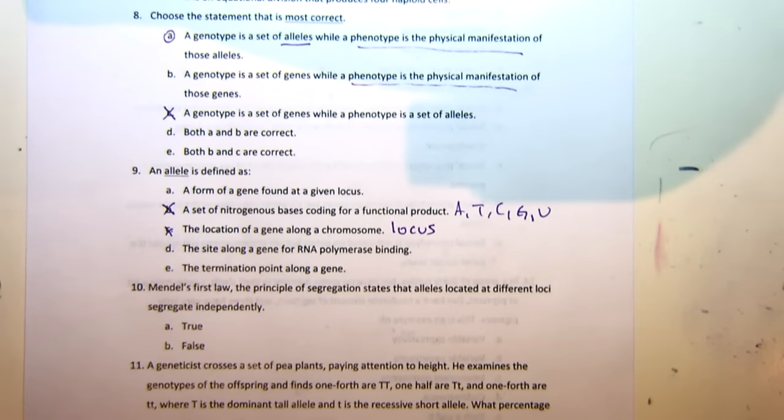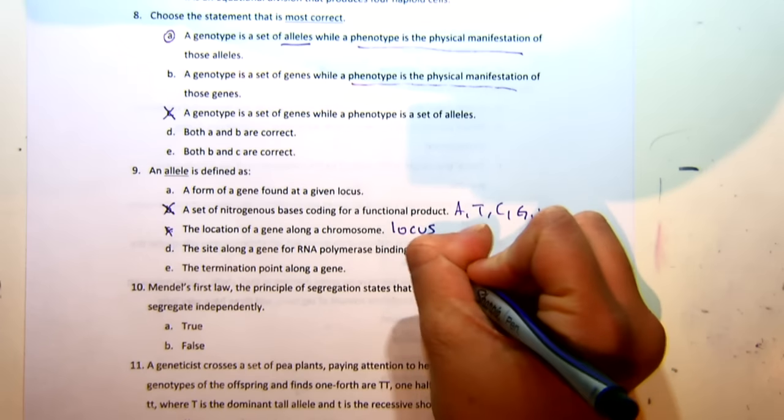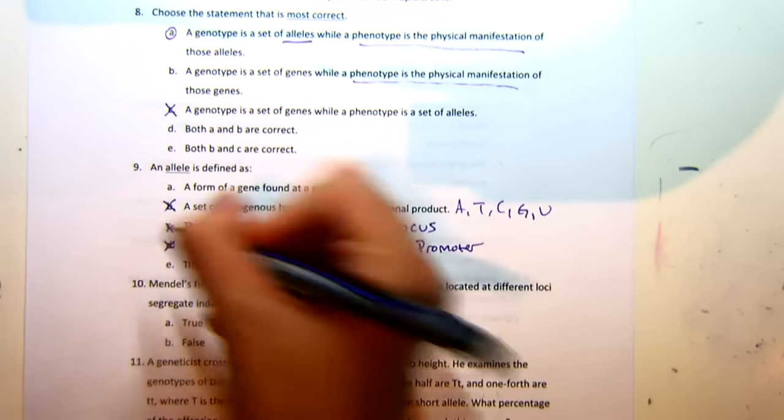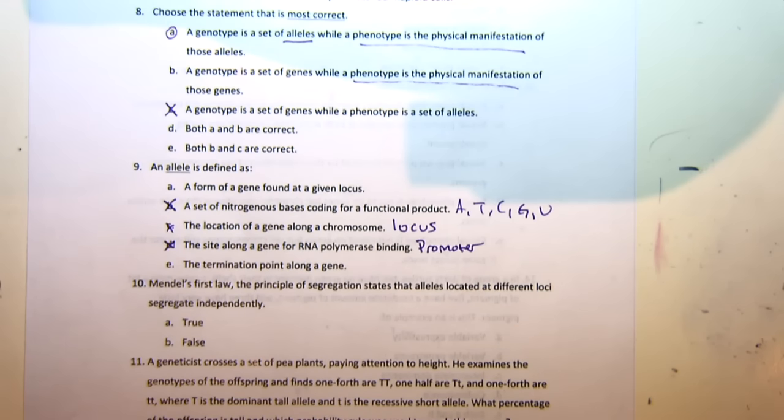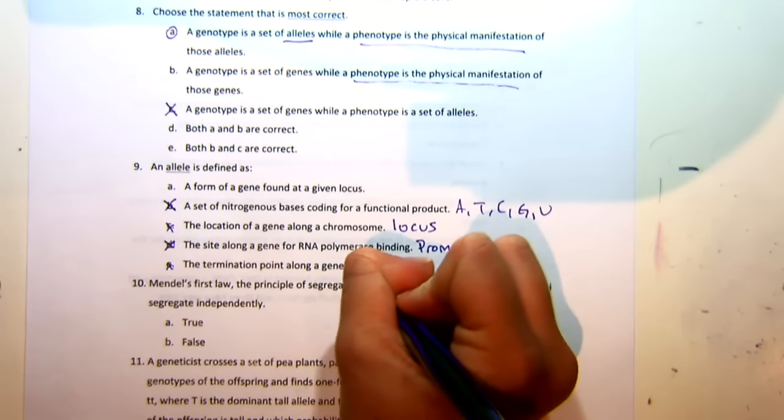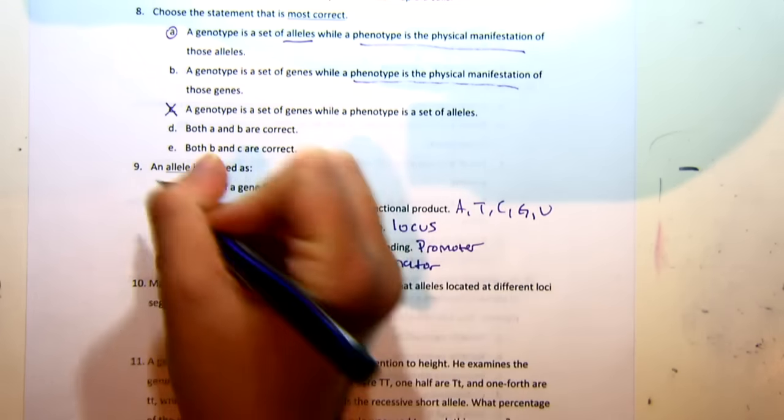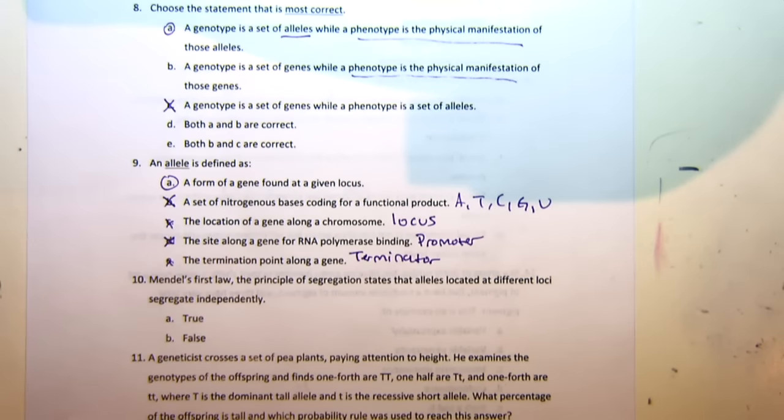D, the site along a gene for RNA polymerase binding. That's definitely not an allele. That would be something like a promoter. So it's not that. And the termination point along the gene, that would be something like a terminator. So that leaves us with A, a form of a gene found at a given locus. And we kind of already mentioned that in the last question. We know that an allele is a specific version of a gene. So if my gene was hair color, my allele would be red hair. So it is a specific form of a gene.